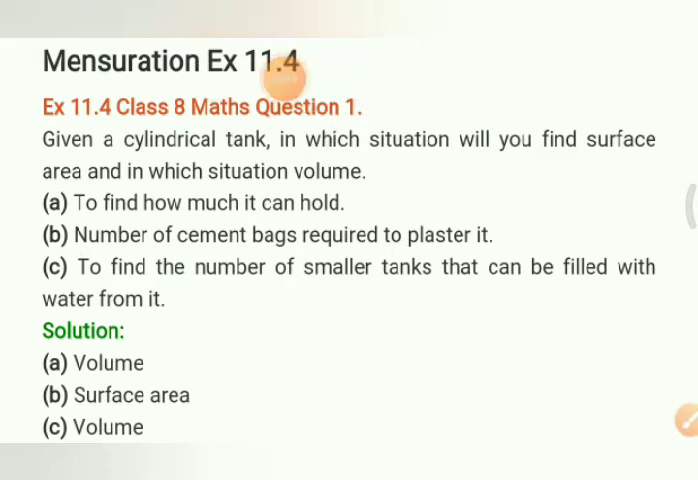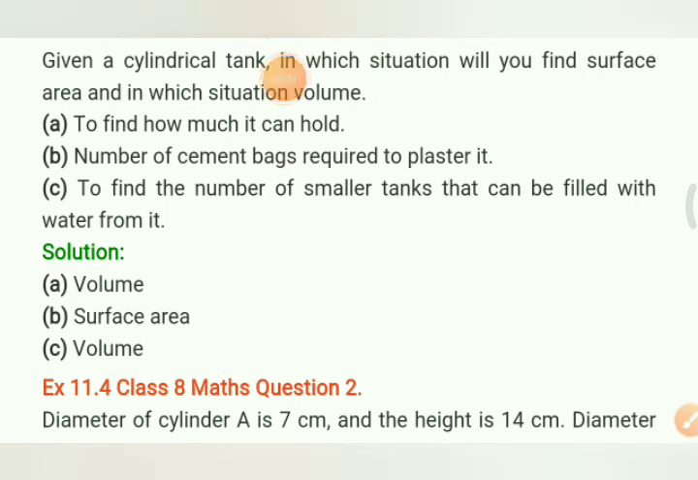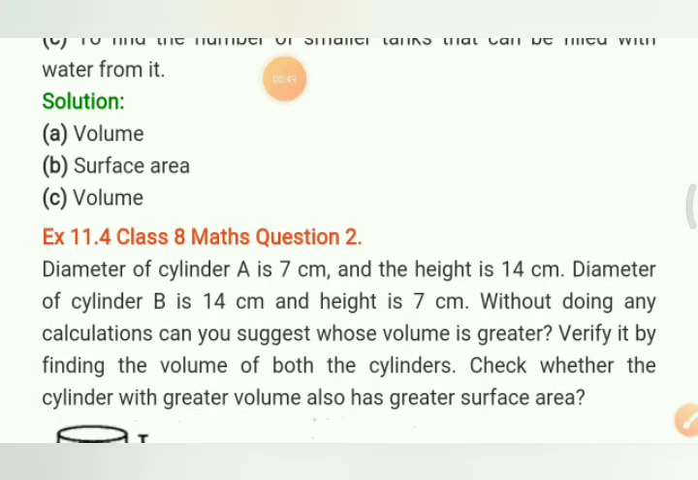To find how much it can hold, and the number of cement bags required to plaster it, and third, to find the number of smaller tanks that can be filled with water from it. To find how much it can hold, that is the volume. Second, cement bags required to plaster it, that means the surface area. And to find the number of smaller tanks that can be filled, that is the volume. So you have to find first volume, surface area, and then volume.